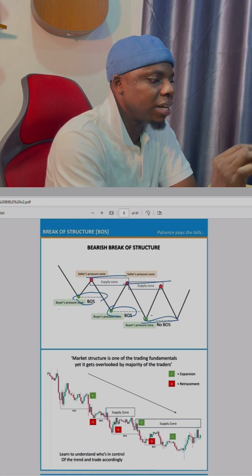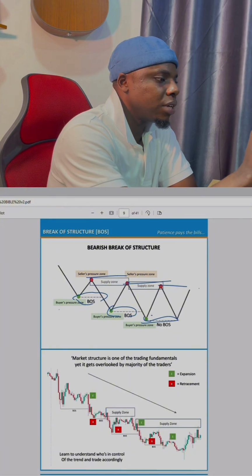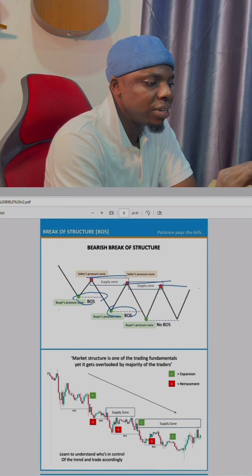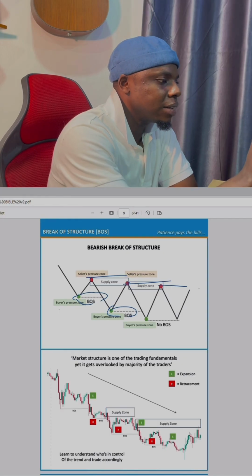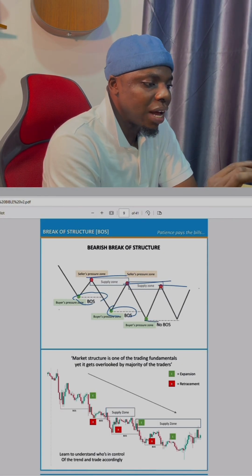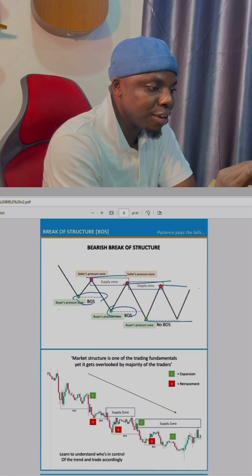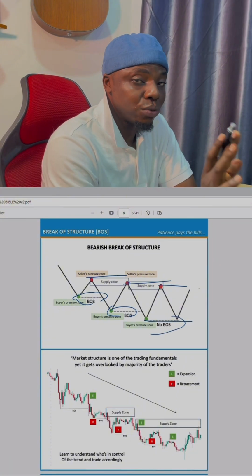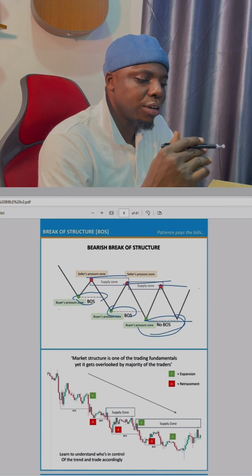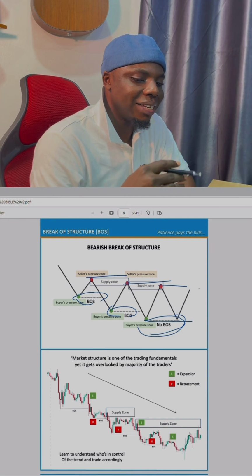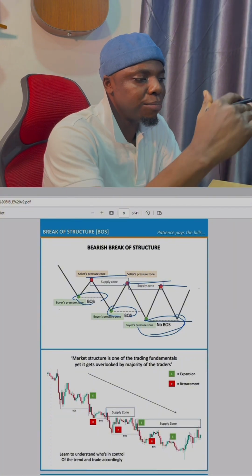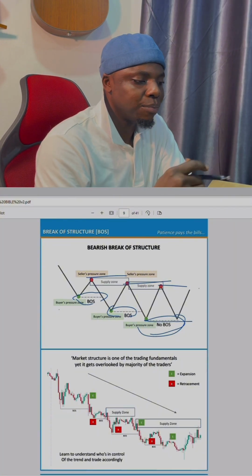But see what happened here. At this particular junction, we notice that the market failed to do what? To break this low to the downside. The market fails to break this particular low to the downside. So at that junction, we don't really have a break of market structure to the downside. So when the market is trending, you're expecting the market to continue to break structures in the direction of your trend. So for a downtrend, we're expecting break of market structure to the downside.